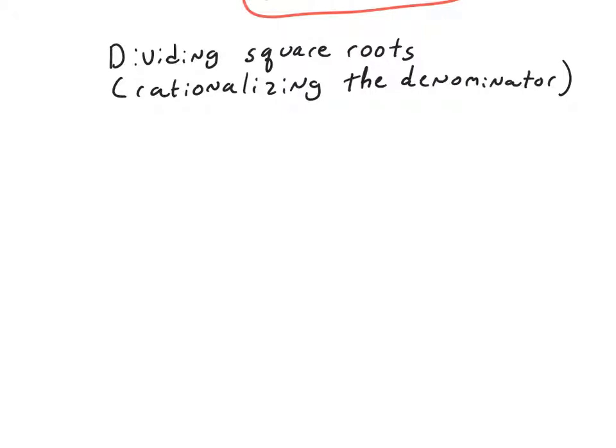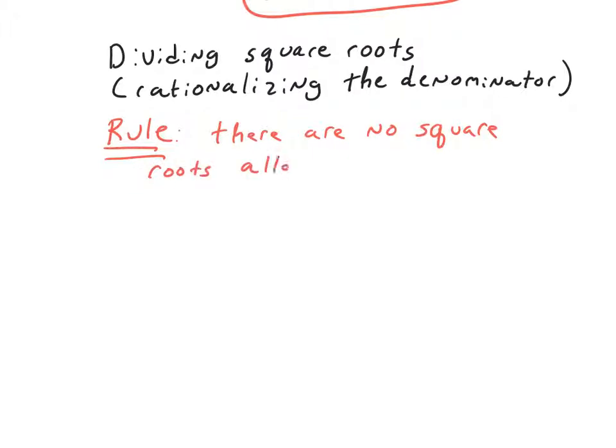Okay, our next topic is going to be dividing square roots, and we're going to do what's called rationalizing the denominator. Alright, so let's talk first about a rule, and this is very important, so make sure you write it down. The rule is there are no square roots allowed in the denominator.